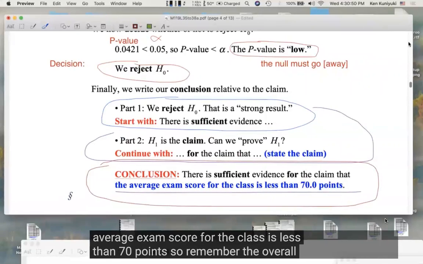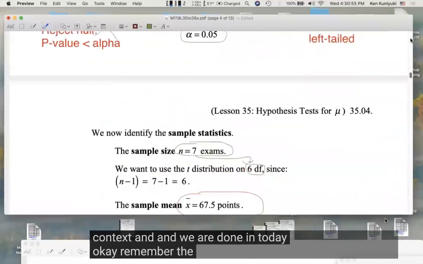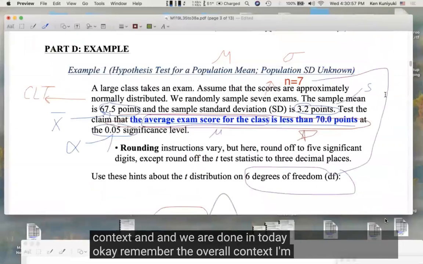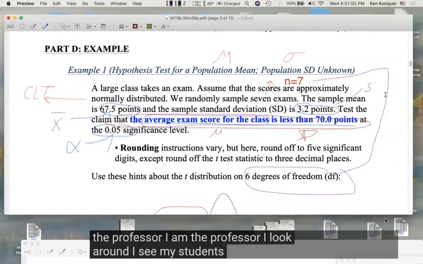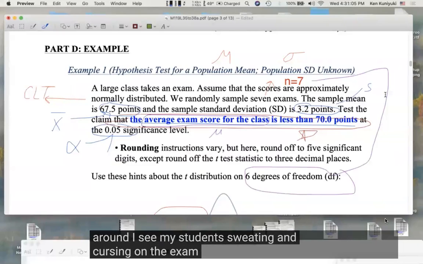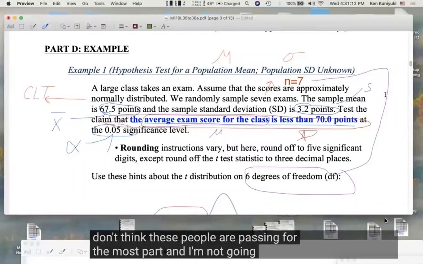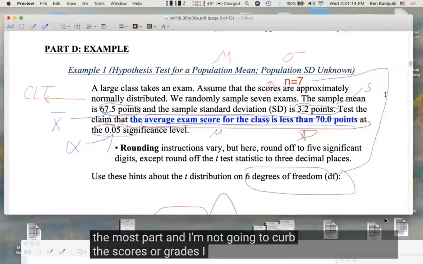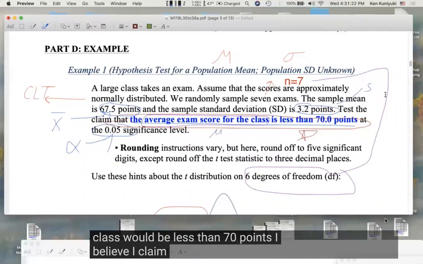So remember the overall context, and we are done. I'm the professor. I look around, I see my students sweating and cursing on the exam. I turn to Igor, my TA, and say, Igor, I don't think these people are passing for the most part, and I'm not going to curve the scores or grades. I think the average exam score, the population mean for the class, will be less than 70 points. I claim that mu is less than 70 points.